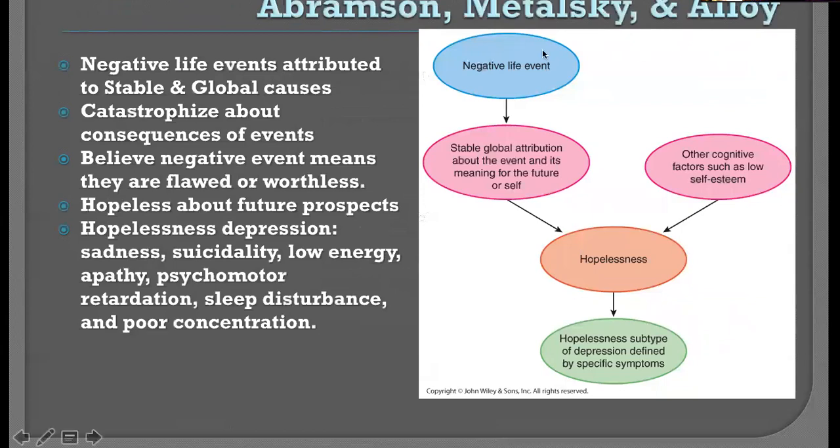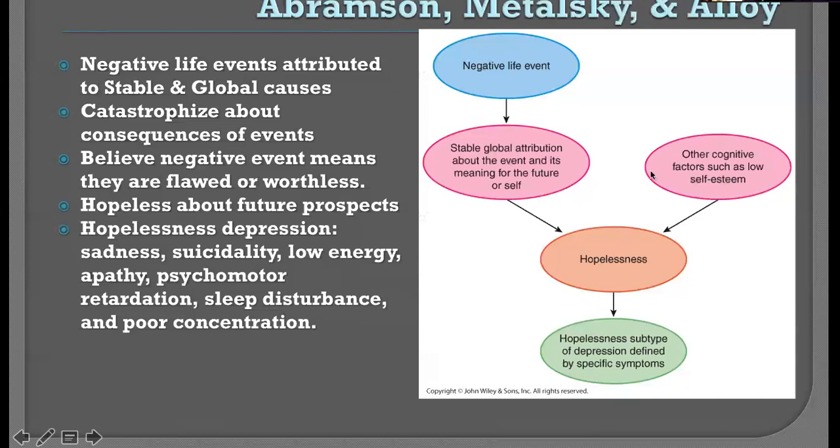So the idea: negative life events. A person experiences a negative life event. They attribute it to stable and global causes. Then the next thing they do is they catastrophize about the consequences of events. That's part of the attributional and the cognitive style. They think that this negative event means they're flawed or worthless, that it means something horrible for the future, that it means something stable about themselves. And then it interplays with other cognitive factors like low self-esteem to produce hopelessness. And hopelessness is the next step to take you into depression, or specifically the hopeless subtype of depression.